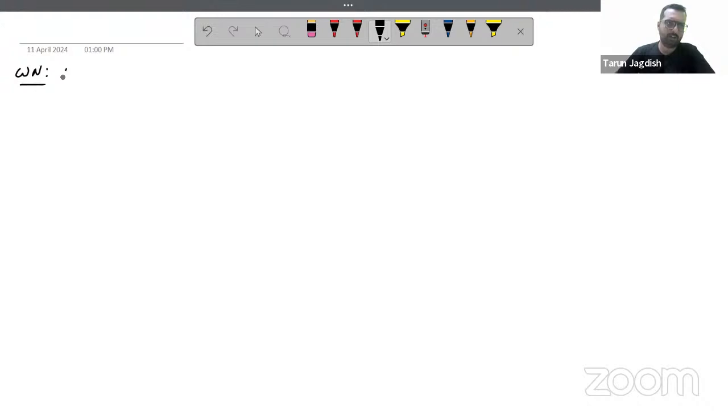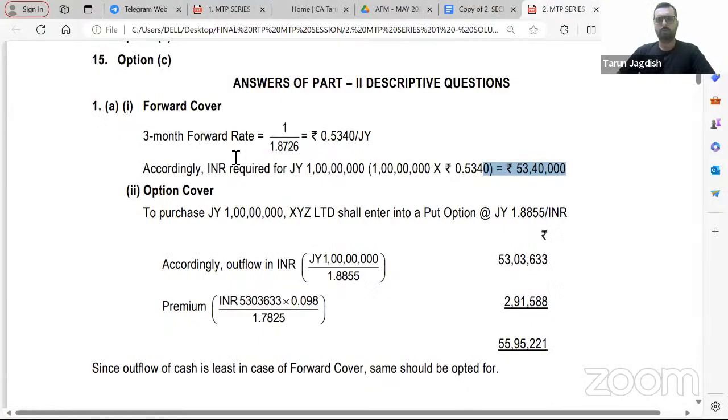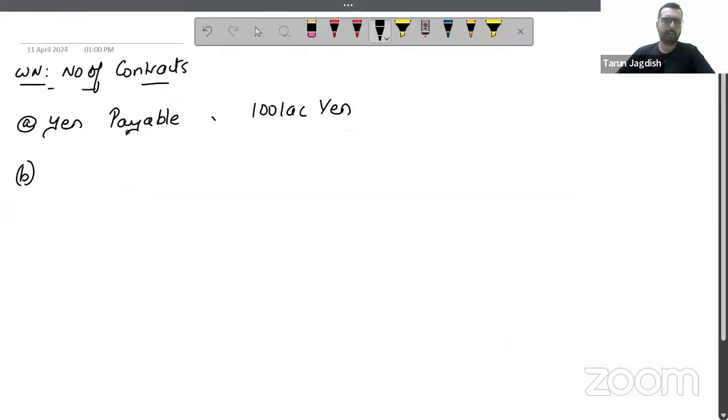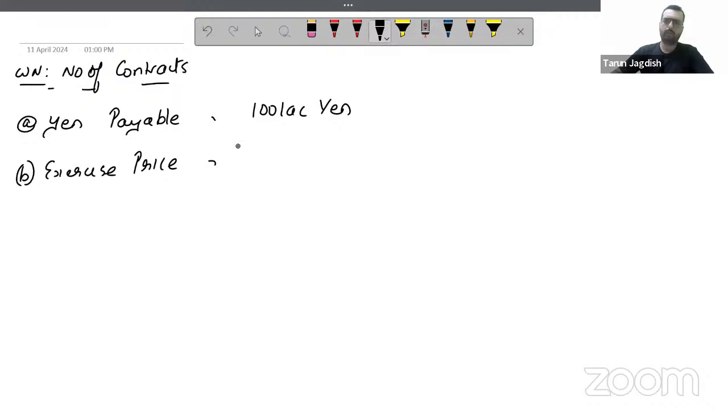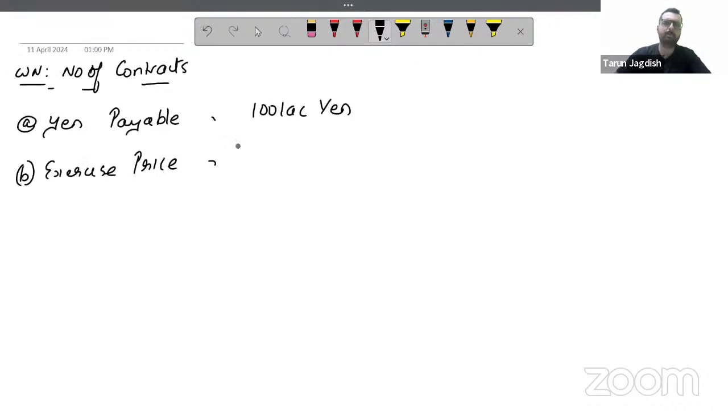Now I will write down the next working note heading, number of contracts. Okay. So point number A will be yen payable. How much is the yen payable? Is it 100 lakh yen? 100 lakh yen is payable, correct? And now what I will do, I will have to take the exercise price. So what is the strike price that we already had written down earlier? 1.8855.